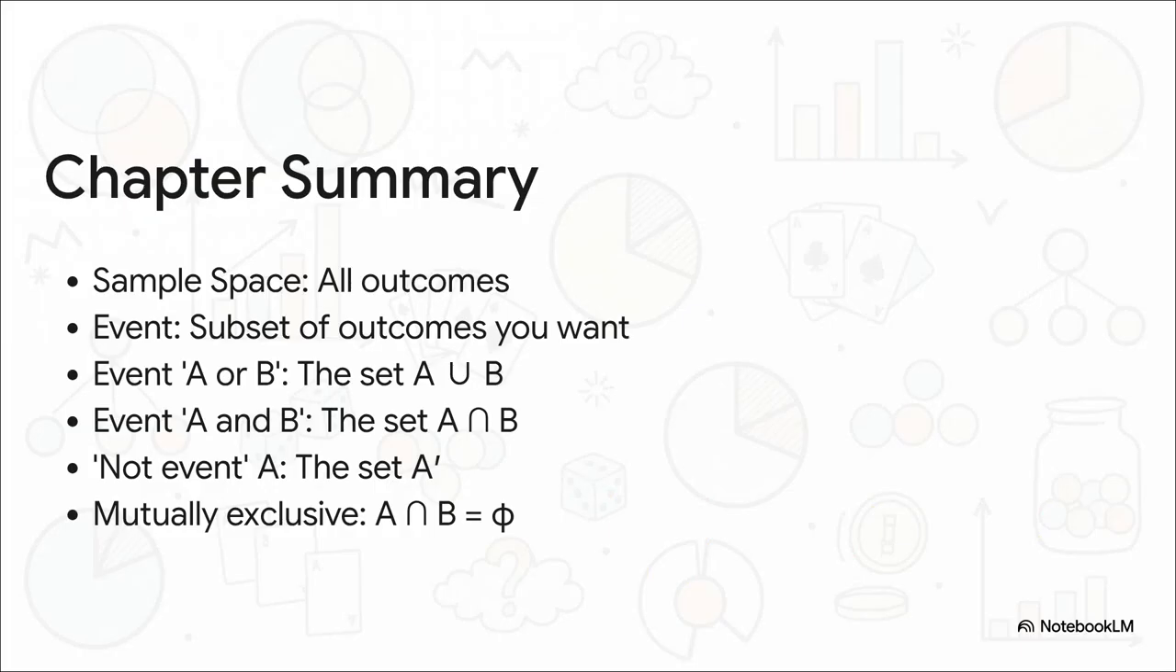Okay, let's do a super fast lightning round recap of the whole chapter. Ready? Sample space is all outcomes. Event is the outcomes you want. The keyword or means union. The keyword and means intersection. The keyword not means complement. And mutually exclusive means they can't happen together. That's basically the whole chapter in a nutshell.